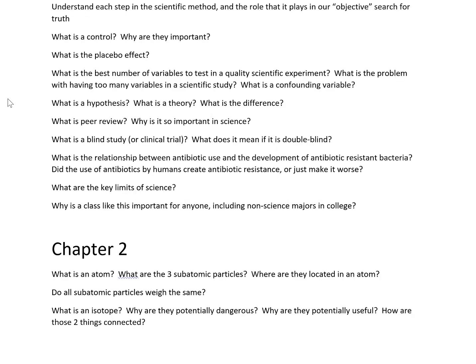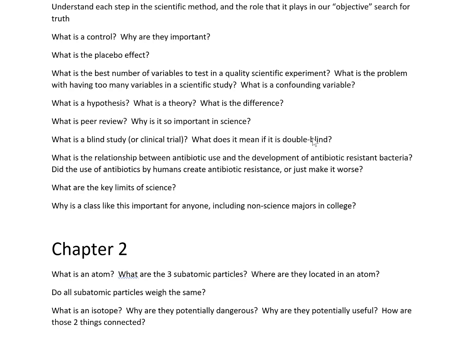All right. What's the best number of variables to test in a quality scientific experiment? It is 1. You want the control group and the test group to be almost identical, except for the one thing you're testing. What's the problem with having too many variables? Then again, we don't know. And I'm not saying this is bad. If you want to get healthy, do everything you can. But if you're trying to prove how effective exercising is for better health, well, if you tell someone to exercise and drink more water and get more sleep and eat better, and they do all those things and they get better, we can't say how much of it was the exercise.